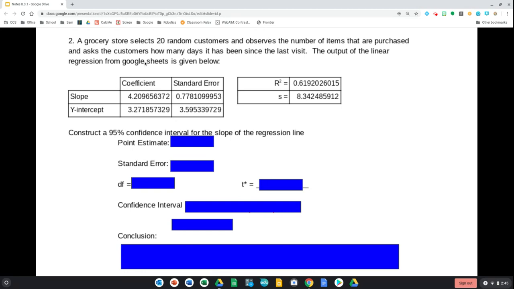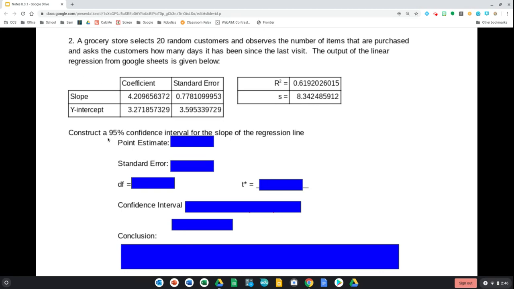So basically, we've taken the data. I don't have the data here in front of us, but if you want to go back in your note packet, you can see the data that we used for this grocery store. And I've plugged it into Google Sheets, and this is the information we got out. For the slope, there's our coefficient, there's our standard error. Same thing with the y-intercept. Got a value for r squared. And then we got the value for S. And so those are the first 6 boxes that we talked about there on Google Sheets.